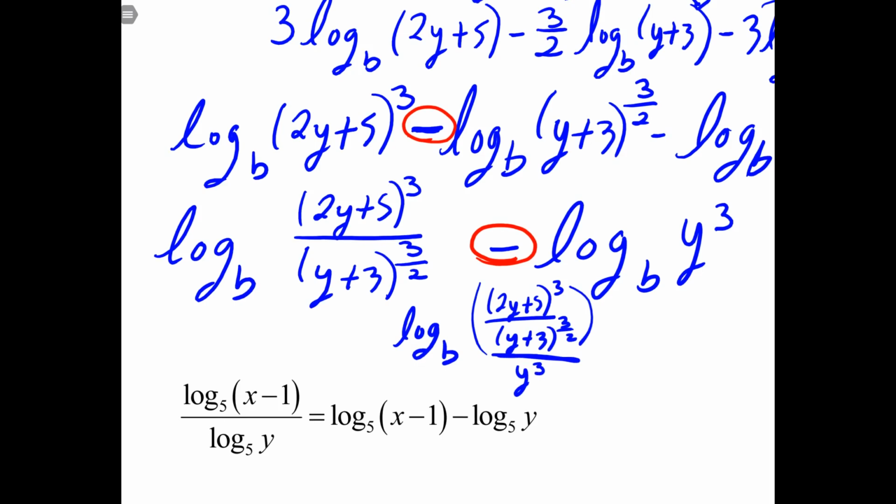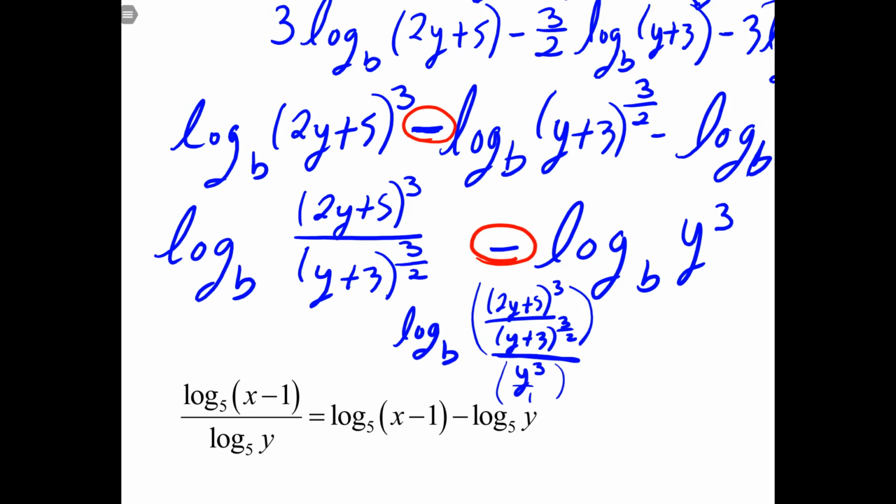Log base b of (2y plus 5) to the 3rd power over (y plus 3) to the 3/2 power, and that whole thing divided by y to the 3rd power. Whew, so good. Now I'm not done because I see a complex fraction. I see a fraction being divided by a whole number, by y cubed, which I know I can change to a fraction, y cubed over 1.